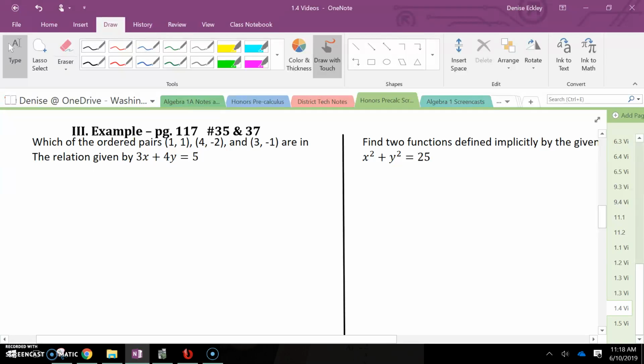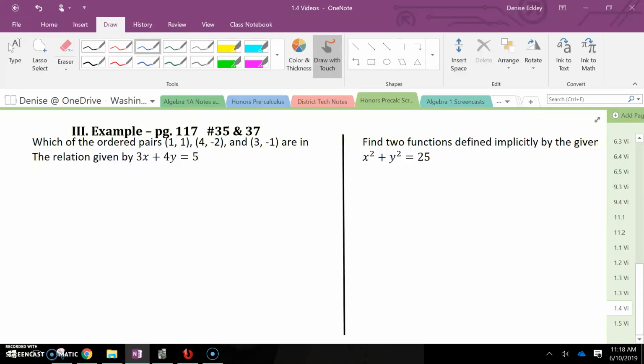Page 117, number 35 and 37. For number 35, we are asked to choose which ordered pairs, could be more than one, of (1, 1), (4, -2), and (3, -1) are in the relation given by 3x + 4y = 5.